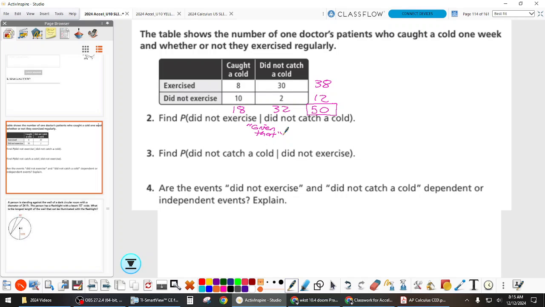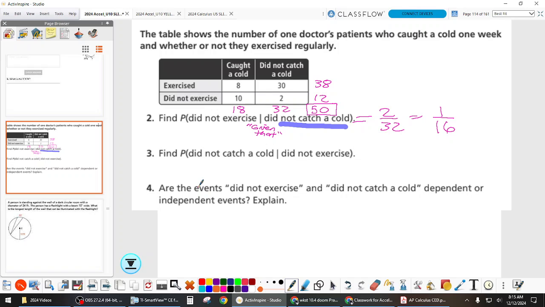What does that mean? Yeah. So that is our category. And then we ask out of them how many did not catch a cold. 2. I did it wrong. Hold on. No, I didn't. Never mind. Did not exercise was 2 out of 32. Okay? I'll put it just over here. Okay, so I did this somehow.